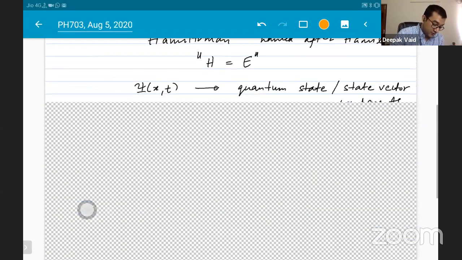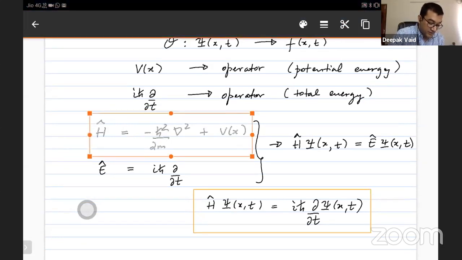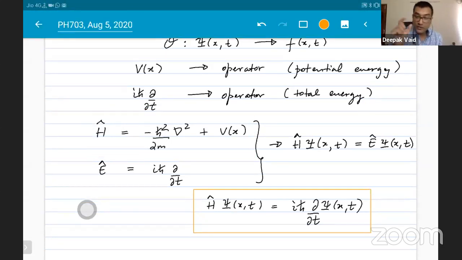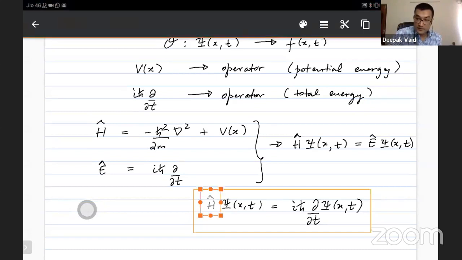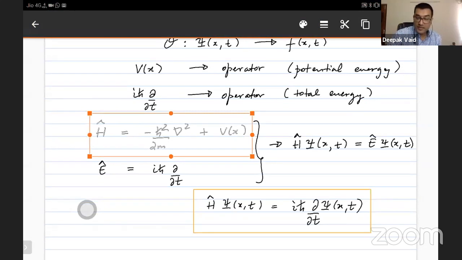Okay, so this is the Schrodinger equation. This Schrodinger equation applies to all quantum systems. It doesn't matter whether they are discrete or continuous, finite dimensional or infinite dimensional. When you have a continuous system, the only thing that changes is the form of this operator. When you have a discrete system with a finite number of degrees of freedom, you cannot write the Hamiltonian operator in this way.